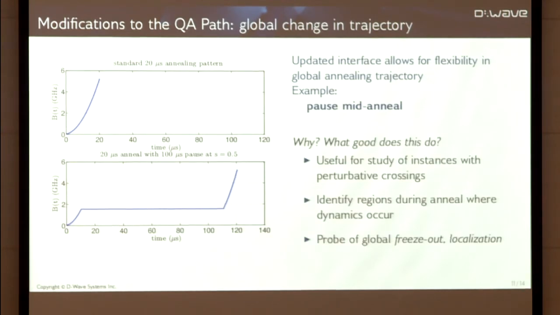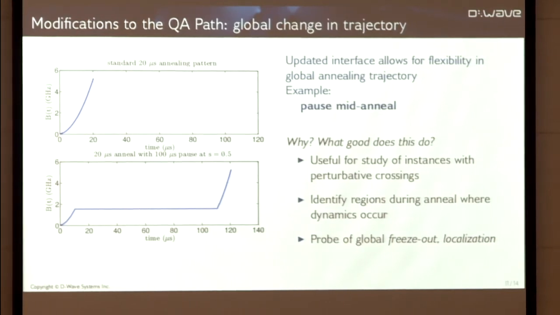So why would we want to do this? What good might this do? Well, instances that have perturbative crossings, so instances that are going through a minimum gap, may respond very well to the insertion of a pause at the point where you're hitting that minimum gap. This allows you to identify regions during the annealing process where dynamics are occurring. So it's a nice diagnostic probe of freeze-out or localization, where dynamics are actually occurring in these instances. And as we try to understand sampling and the equilibration behavior of our quantum annealing processors, the insertion of a pause midway through the anneal may allow us to better achieve an equilibrium distribution midway through the annealing process.